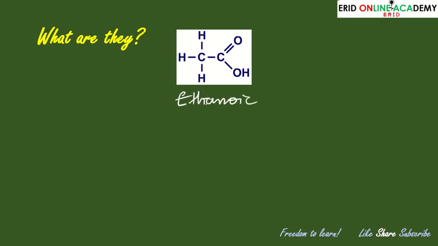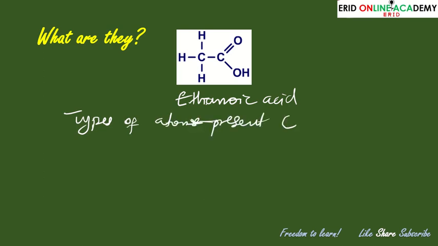This is ethanoic acid. So the types of atoms present: we have carbon, hydrogen, and oxygen. The number of carbon atoms present in one molecule of ethanoic acid is 2 carbon atoms. So we need to find out the number of oxygen atoms present.